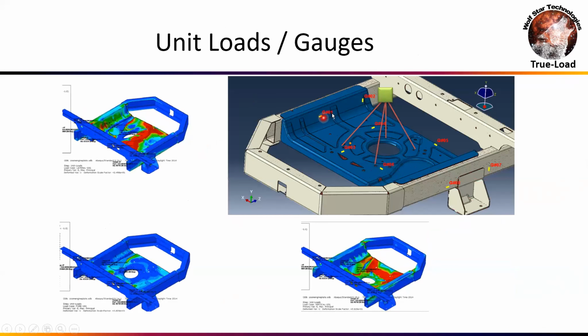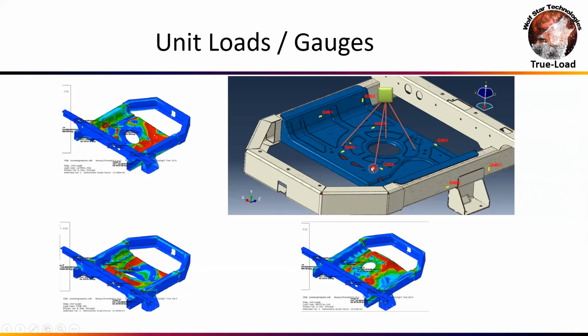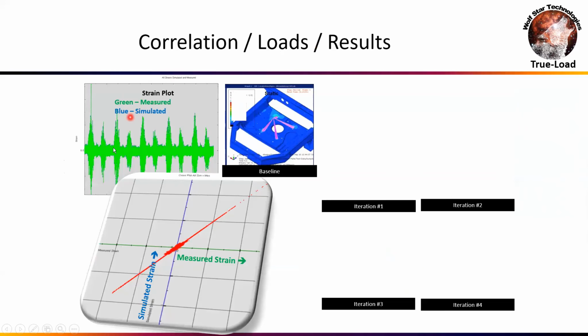Then TrueLoad said, place strain gauges at these locations here. So we've got 8 strain gauges laid on the structure. And we went off then and collected the strain data. So what you see here on the top left then is all 8 strain gauges being plotted up here in green. And again, TrueLoad takes the measured strain data, times a correlation matrix to generate the loads.